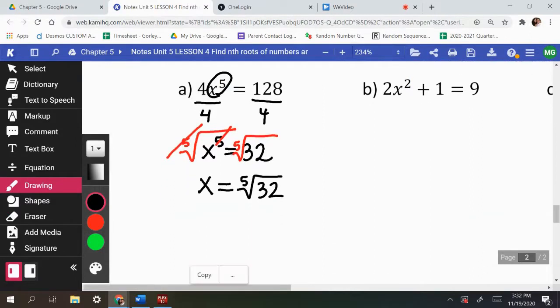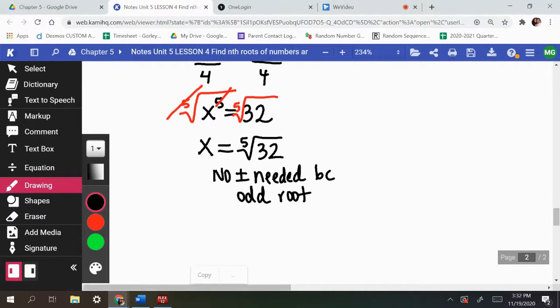Okay. Now, do I need a plus or minus? No. No plus minus needed because it's an odd root. Okay, so what is the fifth root of 32? What to the fifth power is 32? I think that's 2 to the fifth power. Yeah, 2 to the fifth power is 32, so x would equal 2.